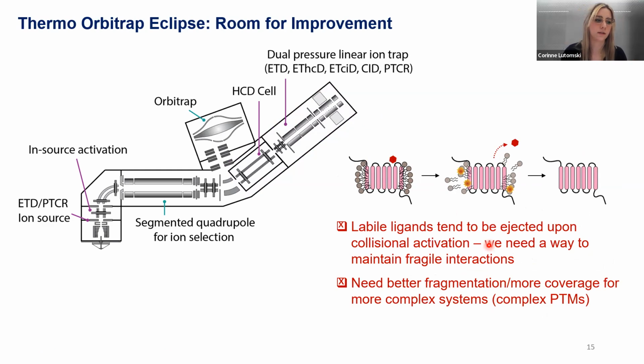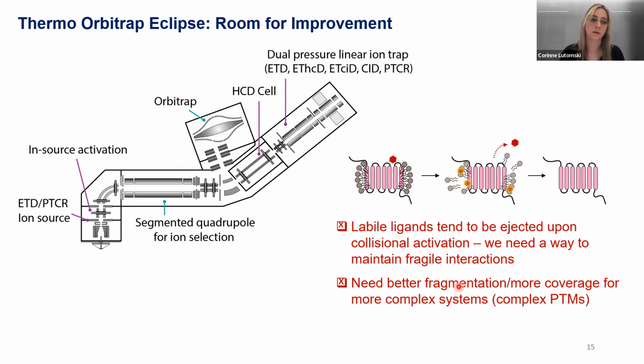And so this is where the newest endeavor comes in. With these collision-based techniques, labile ligands tend to be ejected when we try to remove the micelle, especially with GPCRs. We tend to lose very, very fragile interactions. And so we do need a better way to liberate the protein from the micelle, but also maintain those fragile interactors. And with that also comes the need for better fragmentation. Depending on the detergent you use, some of them are quite sticky and not the most mass spec compatible. And so you have to impart quite a bit of energy to get that protein out.